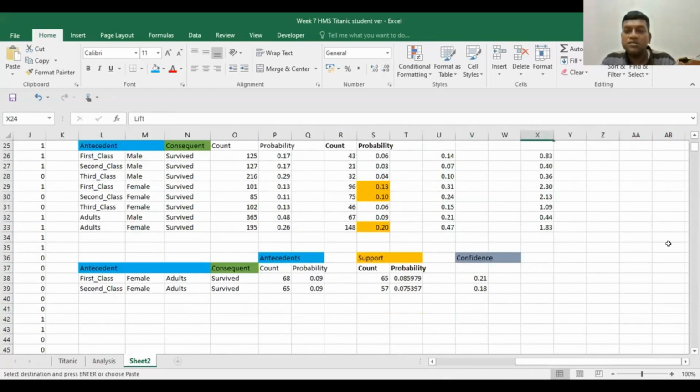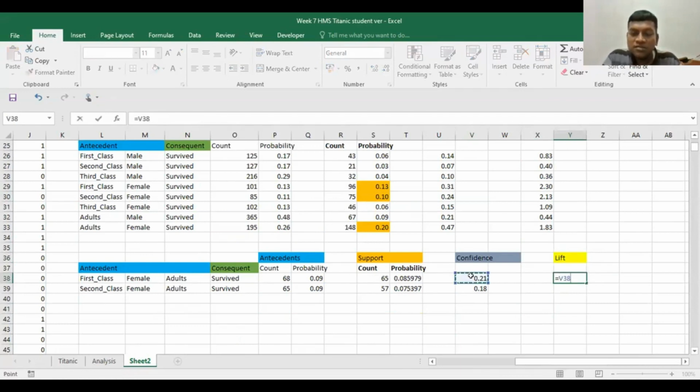Okay, look for lift now. Control C, Control V. This is nothing but this divided by this probability. You don't have to lock anything there. Let's drag it down.